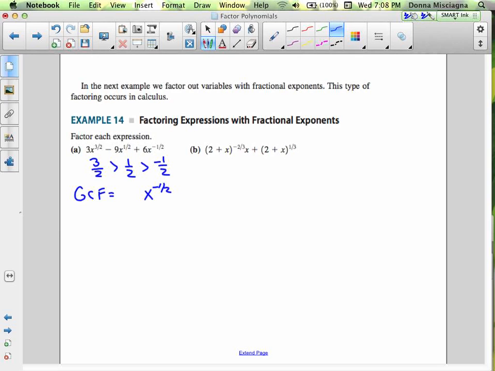We can't factor out anything greater than x to the negative 1 half because that's all the last term has. The other two exponents are larger. Now we also see that the coefficients have a greatest common factor. 3, 6, 9, they're all divisible by 3. So the greatest common factor is 3x to the negative 1 half.